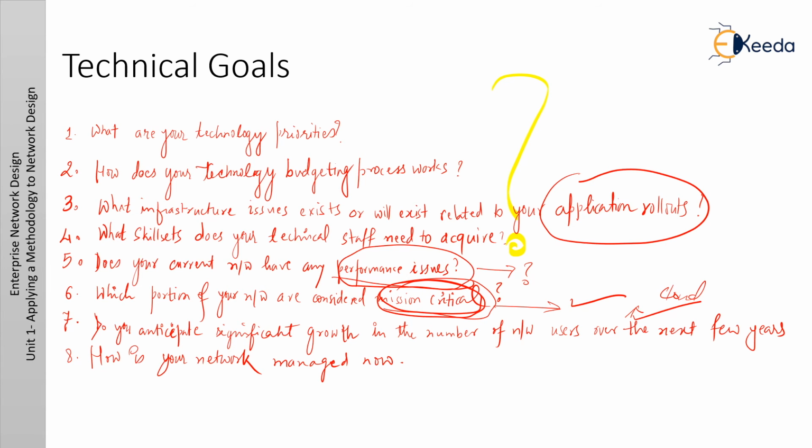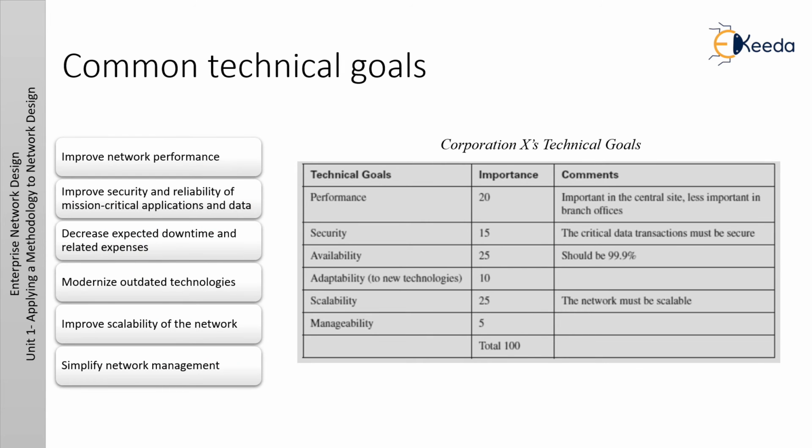Okay, how is your network managed now? This is a very important question, how we are going to manage our network. There are several things. Based on these constraints, we check how to achieve the technical goal. Common technical goals may include, suppose one corporation X is there, its technical goal is to improve network performance.